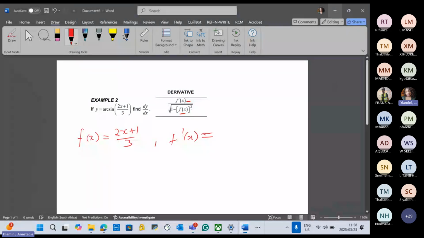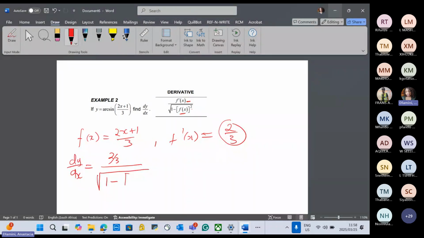So now it's 2 over 3. So according to this, they say dy over dx. I put the derivative, which is 2 over 3, over the square root of 1 minus f of x, which is (2x plus 1) over 3, squared. Guys, as I said, in maths, if you use the right rule to simplify, then it's okay. Are we all together? Maybe you can tell me what I should do next.